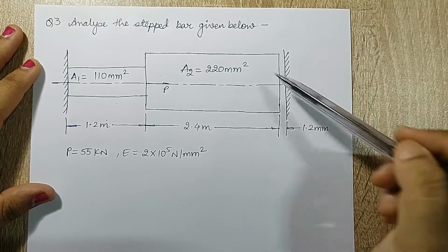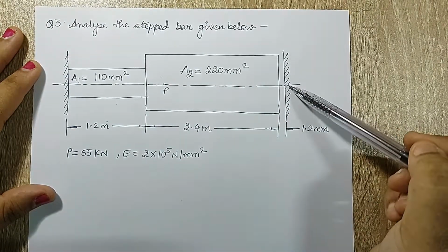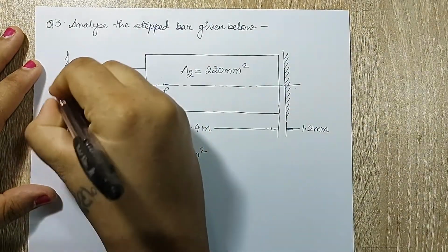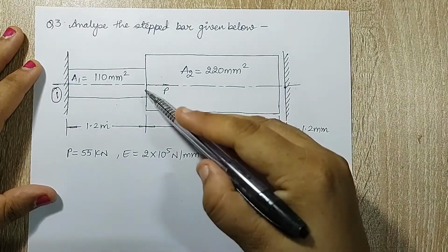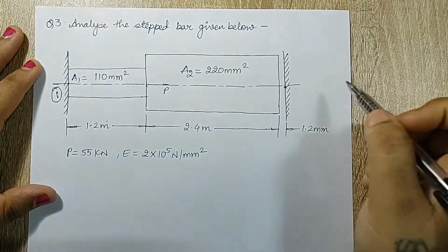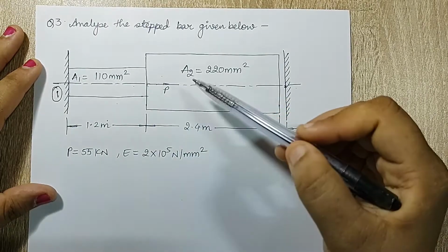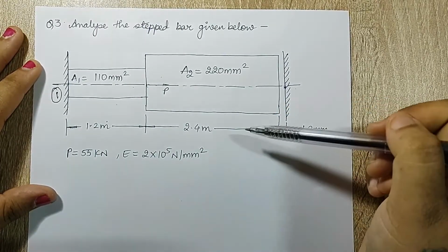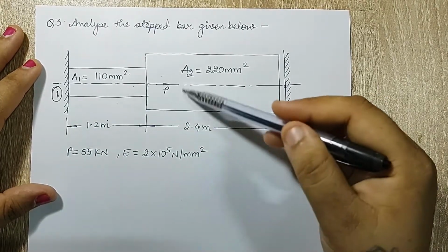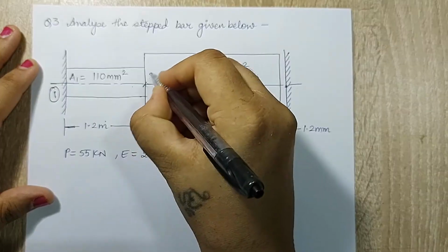So you could be thinking that this is a node and this is a node, because these are two end points, and there should be a node over here because there is a change in cross section. There is no change in material here. As you can see, there is only one value of E given, and there is also a sudden loading. So this should be my node 2.